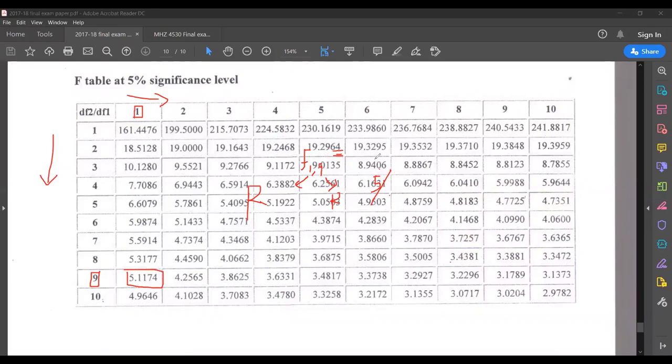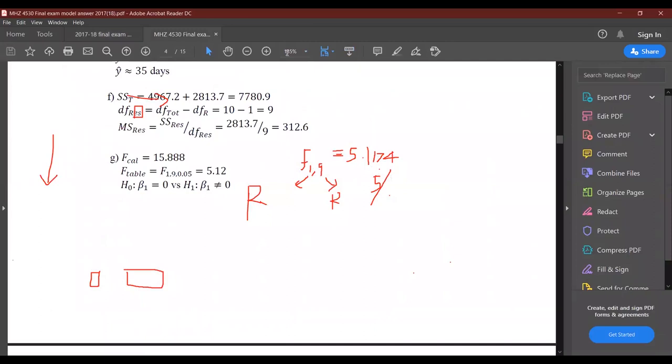Just keep this value in mind, Raj. I'll write it out here: 5.1174. We'll move to here. The calculated value from the ANOVA table, they have calculated the F value as 15.888. From the chart, we know the value is 5.12.